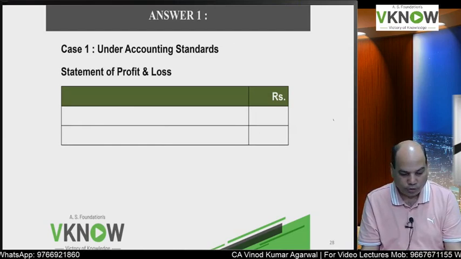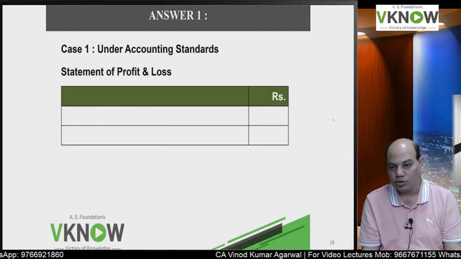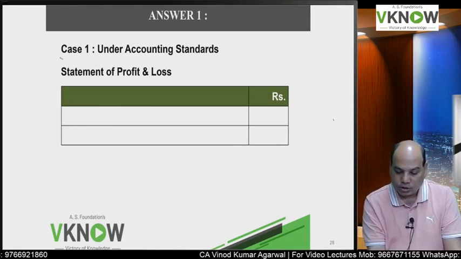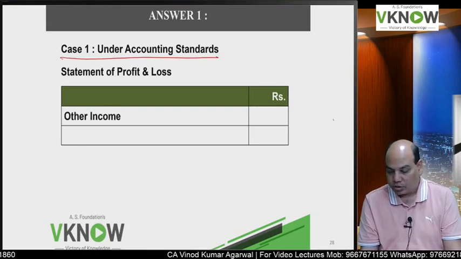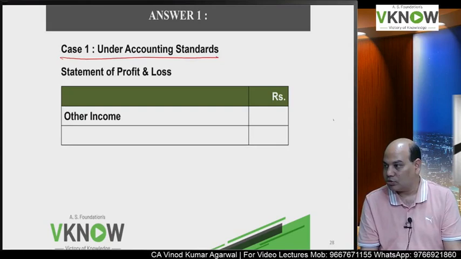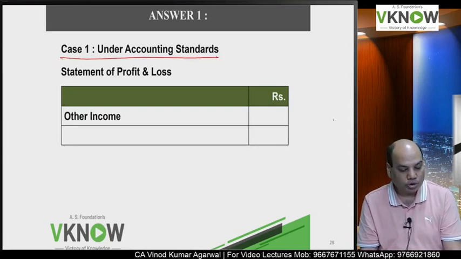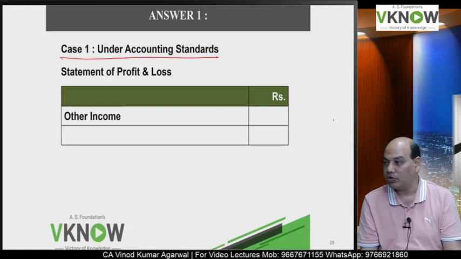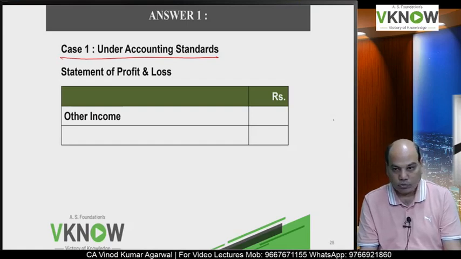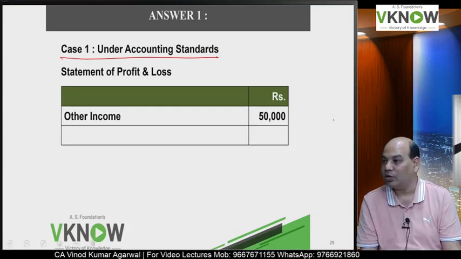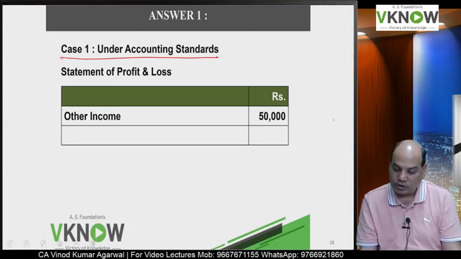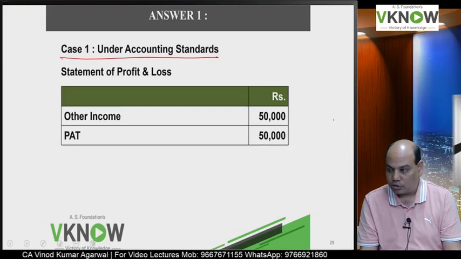Question number 1 from the Schedule 3 Division 2 chapter. So first you understand case 1 under accounting standard. If you are an accounting standard student, which item will come here? Both will come, 50,000 and 1 lakh, or only 50,000 will come? Only 50,000. Revaluation reserve does not come in the P&L account. It directly goes and sits in the reserve and surplus. So PAT will also be 50,000.